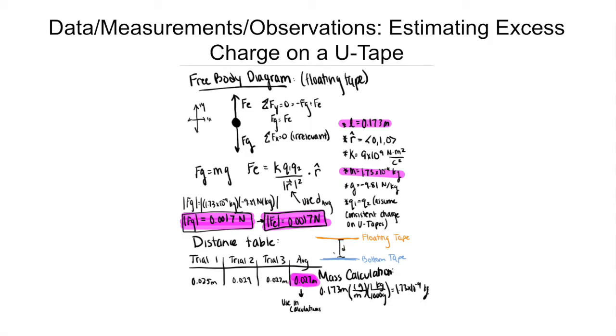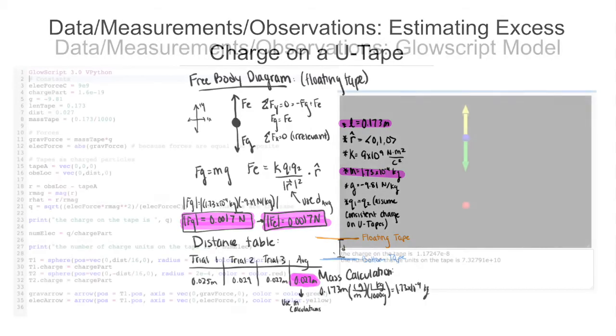Throughout my 3 trials in my experiment, I found that the average distance was 0.027 meters. Based on this information, I was able to conclude that the magnitude of the gravitational force on the floating tape was 1.7 × 10⁻³ newtons, and the magnitude of the electric force on the floating tape from the bottom tape was 1.7 × 10⁻³ newtons as well.